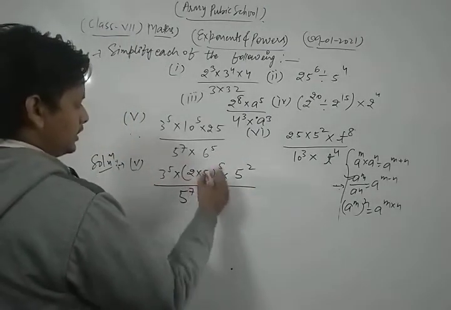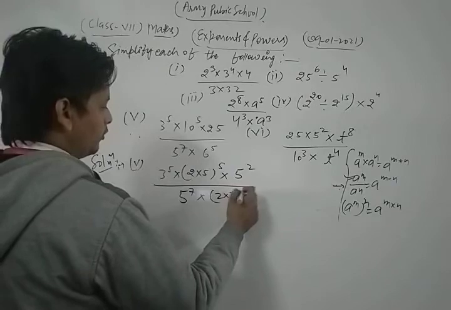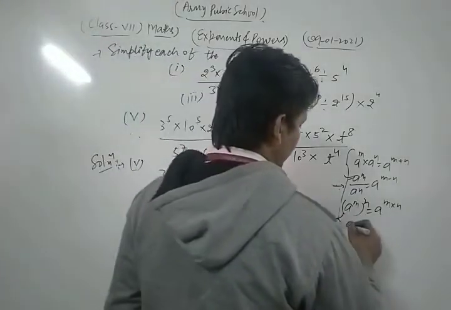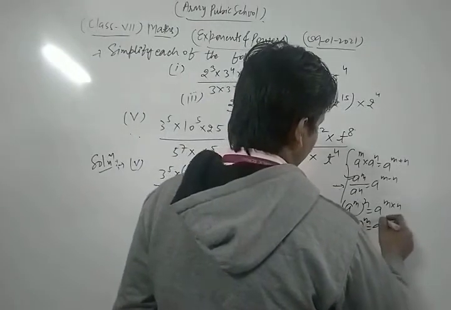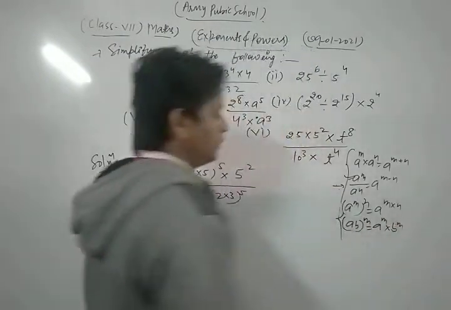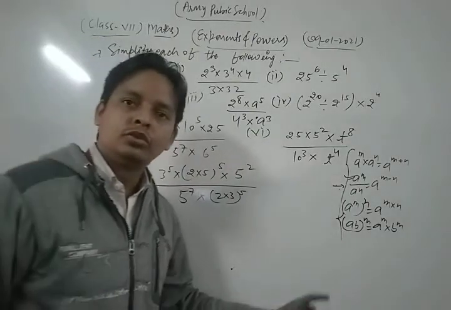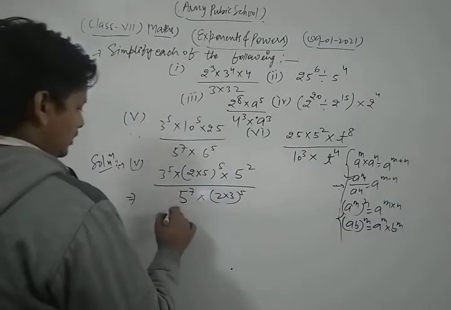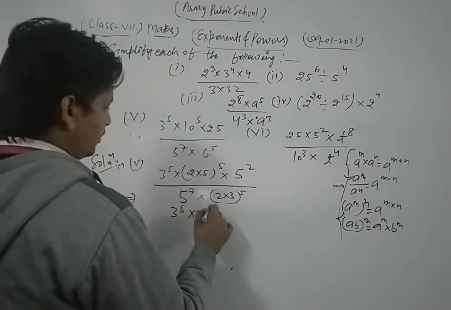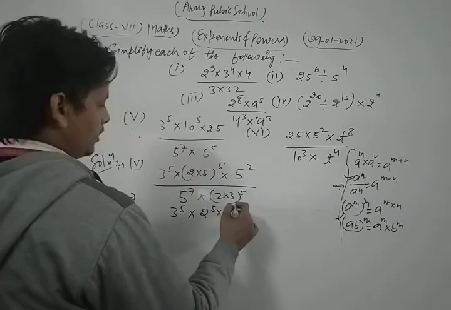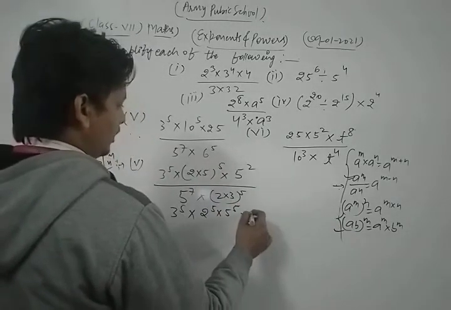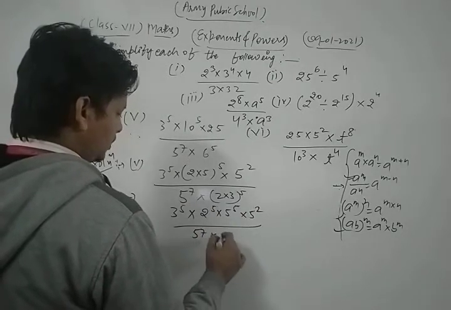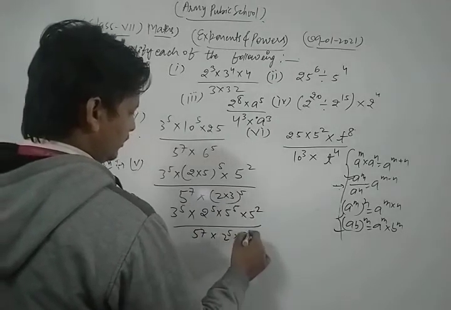As it is. 6 we write as (2 into 3) to whole power 5. And we know that this is very important: if (ab) power m, then we can write a power m into b power m. We also use the laws of exponents in this question. So we get 3 power 5 into 2 power 5 into 5 power 5, and 5 power 2 as it is, divided by 5 power 7 into 2 power 5 into 3 power 5.